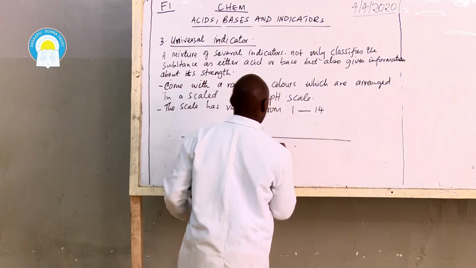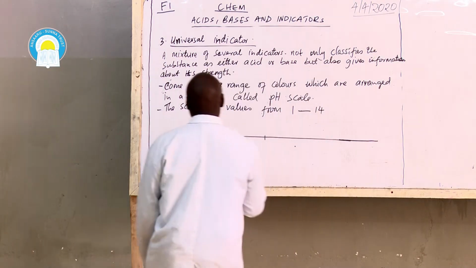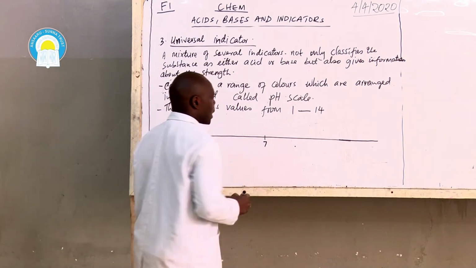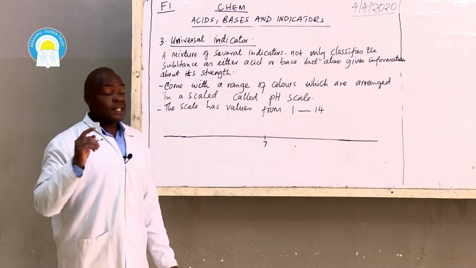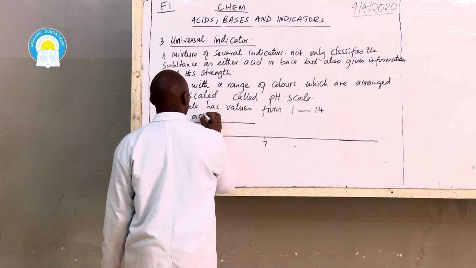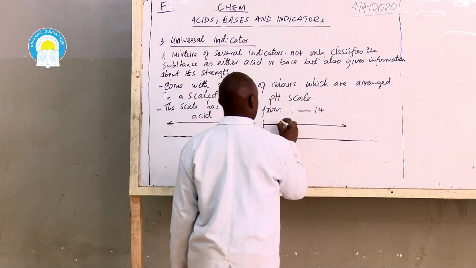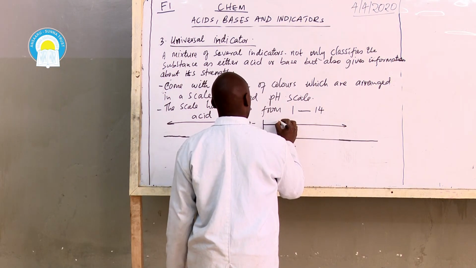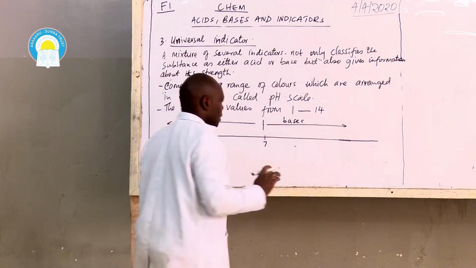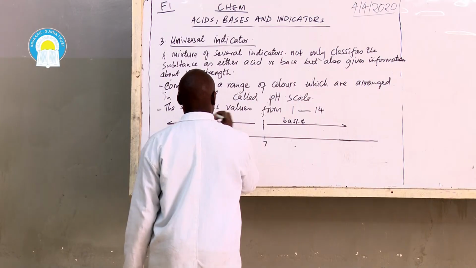pH is simply the degree, the extent of acidity or alkalinity of a solution. In between, we have a pH of 7. Any substance which is acidic has a pH less than 7. So pH below 7 is acidic. Any pH value greater than 7 is basic.